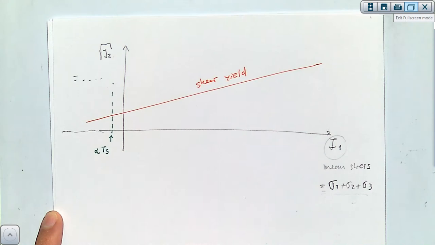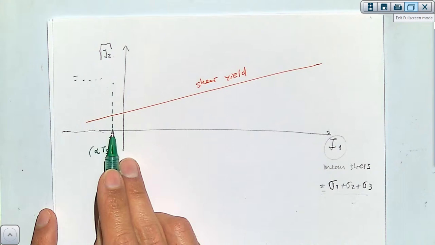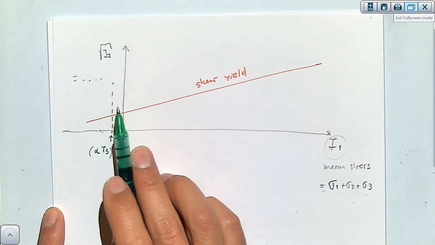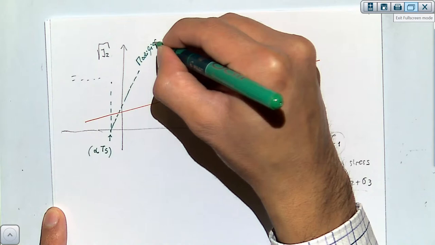proportional to tensile strength, because this is I1, meaning that if you get to a value lower than this, the rock is going to fail. But we know that this is not exactly a vertical straight line, but more or less something like that. That's more realistic. And for this line, you can find the equations; it's called the modified Griffith criterion.